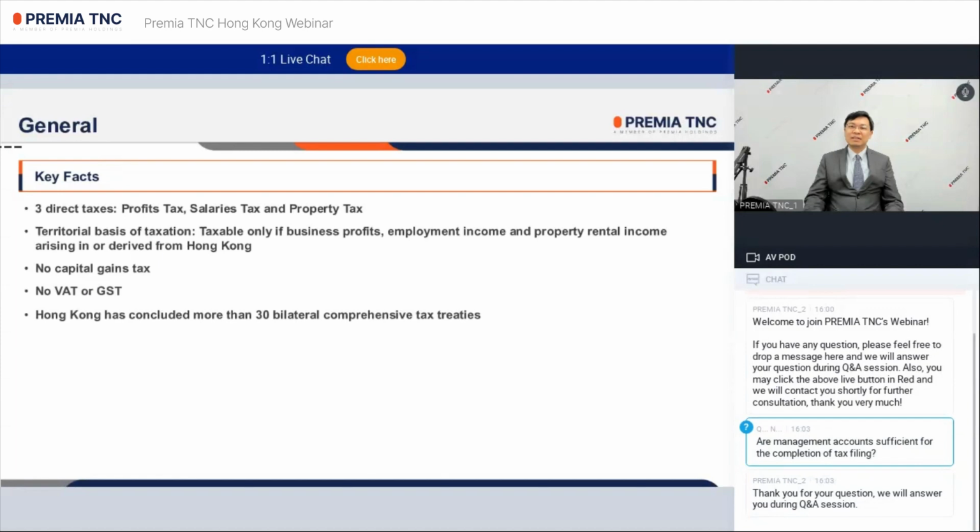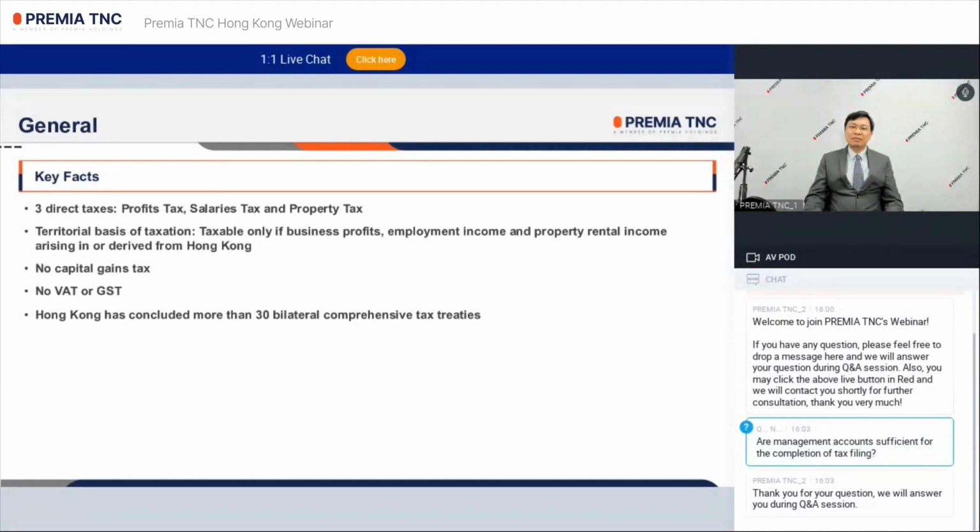Hong Kong's tax system is simple and tax rates are low compared with most Asian countries. There are 3 direct taxes in Hong Kong. First is profits tax, that is corporate income tax. Second is salary tax to individuals. Third is property tax chargeable on rental income from real estate.